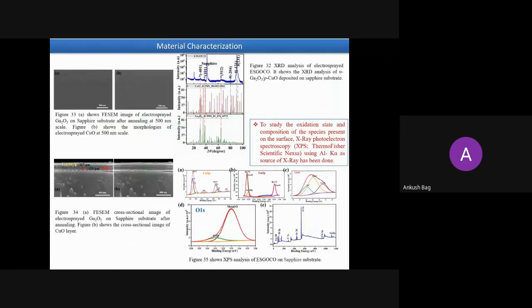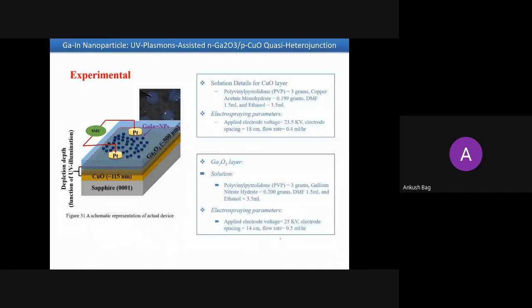Again, to further enhance the device performance, we tried to see if by incorporating nanoparticles we can further enhance the performance of the device or not. This nanoparticle is expected to have a plasmonic effect. So what is this plasmonic effect? The photons or the electromagnetic spectrum, the energy which is coming, can effectively increase the photon absorption and give us more electron-hole pairs due to this plasmonic effect.